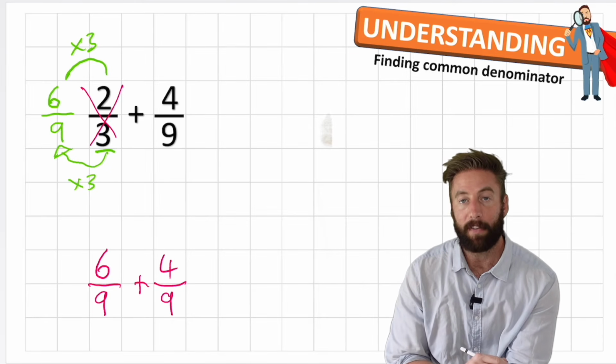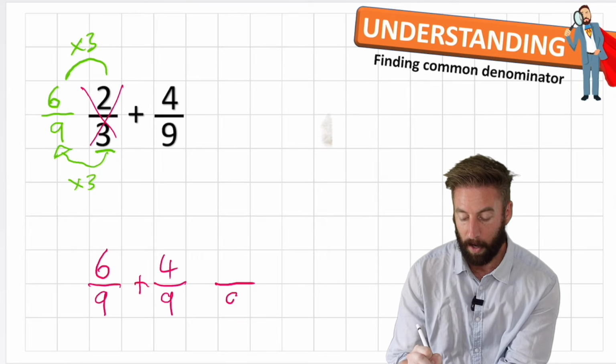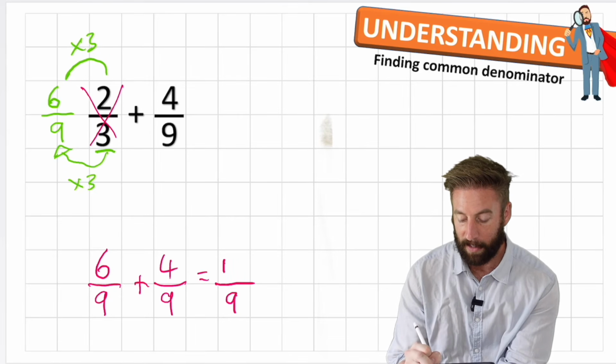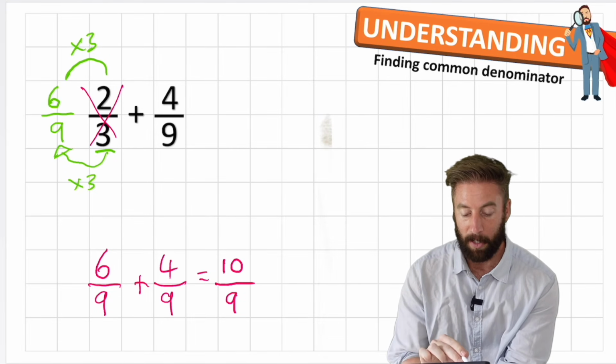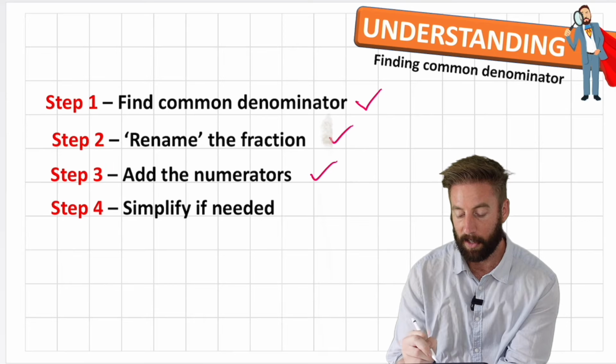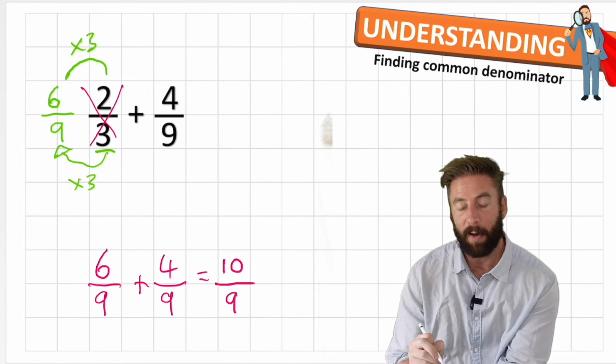Now I can look back to the previous lesson of adding fractions with the same denominator, and I realize that I'm working in ninths, so my answer will still be in ninths. And all I need to do is add my numerators. 6 plus 4 is 10. Let's check my steps. I found the common denominator, I renamed the fraction, I added the numerators, and it says now simplify if needed.